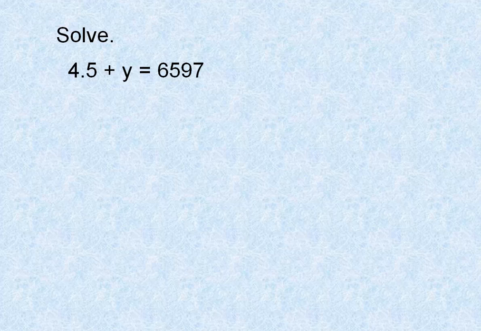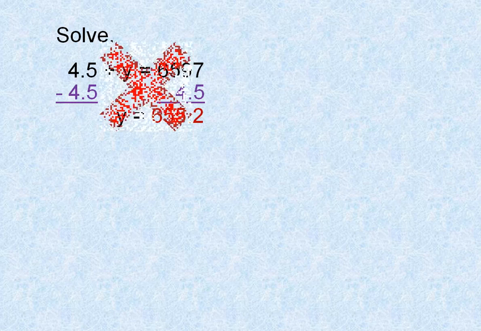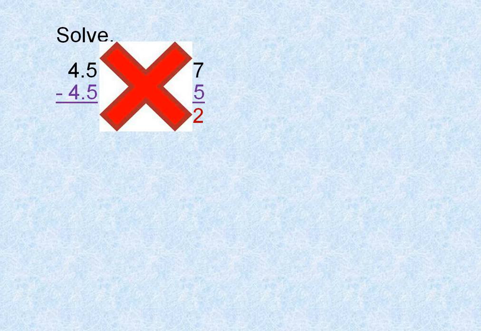All right, our next one is 4 5/10 plus y equals 6,597. Okay, we subtract 4.5 from both sides. We had 6,597 minus 4.5. So now we're down to 655. Does that make sense? No, that's not how you work the problem.